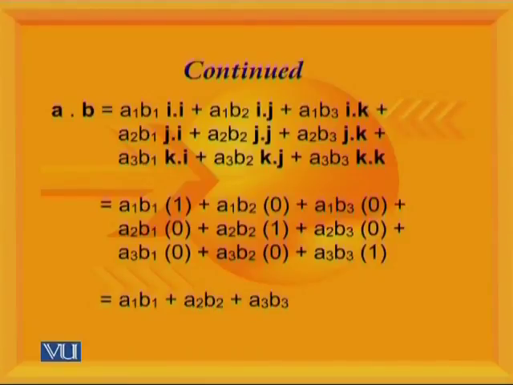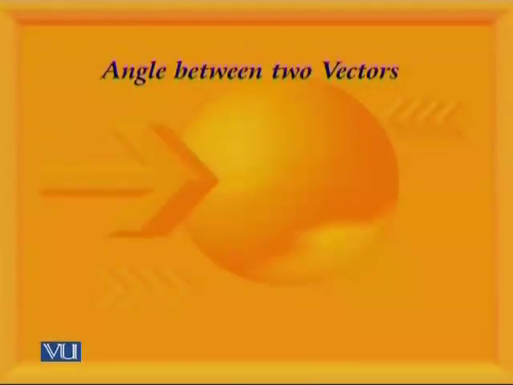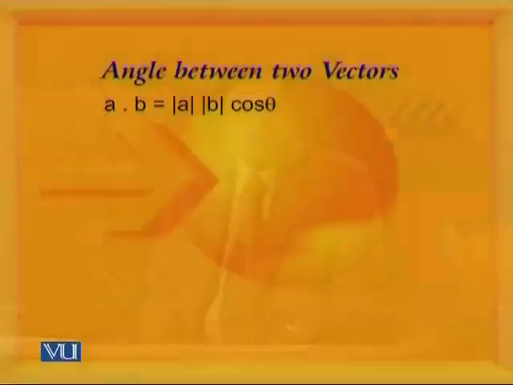So we will reach the result that A dot B is equal to A1 B1 plus A2 B2 plus A3 B3. You can see that this scalar product in this form is very easy. You just multiply the respective components and add them. Angle between the two vectors. Now from this definition, we can easily find what the angle between them is. Let us see.